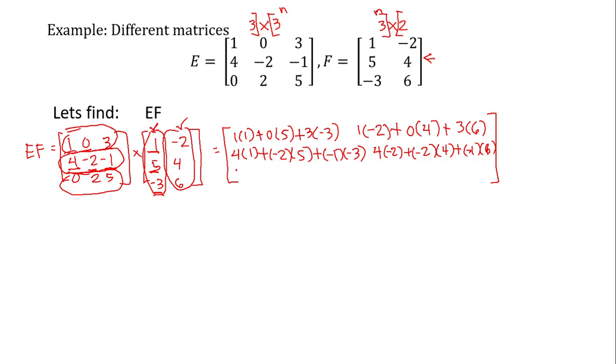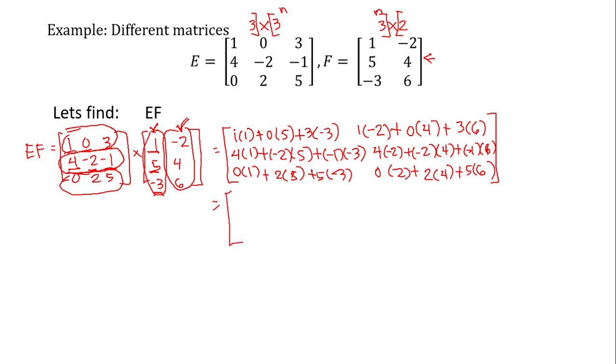Okay? Then, last one, we have the last row and first column again. So, we have 0 times 1 plus 2 times 5. Then we have plus 5 times negative 3. Okay? Next, third row, second column. So we have 0 times negative 2 plus 2 times 4 plus 5 times 6. Okay? So, ayan, nagawa na natin. So, we just need to simplify it. Okay lang naman na utay-utay nyo. Huwag madaliin para hindi malito.